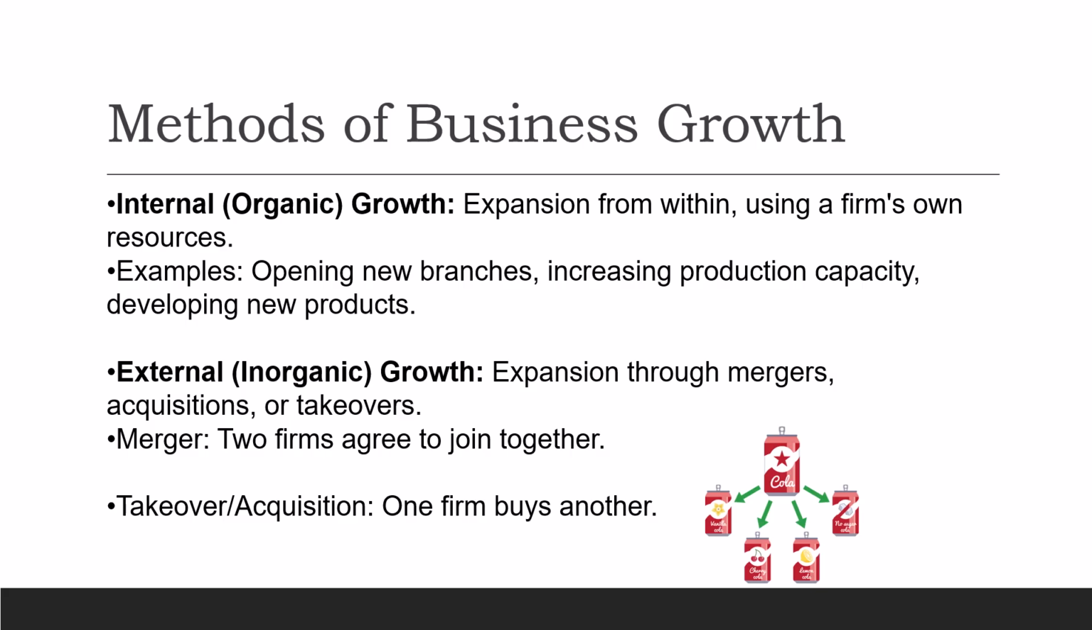What are the methods of business growth? 1. Internal growth: expansion from within, using a firm's own resources. Example, opening new branches, increasing production capacity, and developing new products. 2. External growth: expansion through mergers, acquisitions, or takeovers. What is a merger? Two firms agree to join together. What is a takeover or acquisition? One firm buys another.